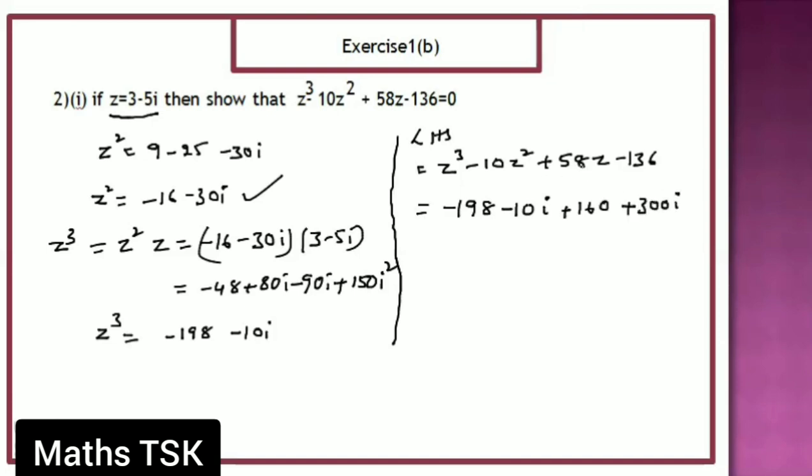Okay. Next multiply z with the 58. Z with the 58. So 3 into 58 is 174. And then minus 5 into 58 is 290i, and then minus 136. Now simplify. This minus 290 minus 10 and then plus 300 gets cancelled.